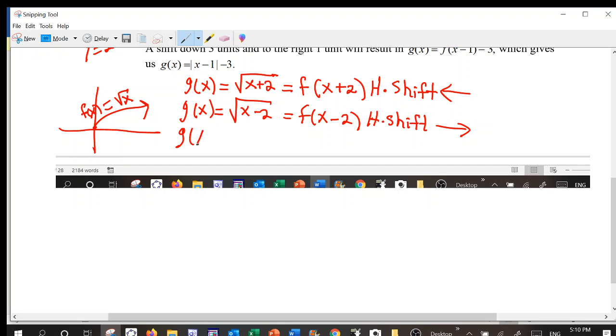And what happens if you multiply x by a number greater than 1, let's say 2?